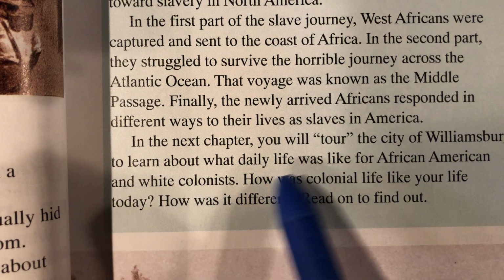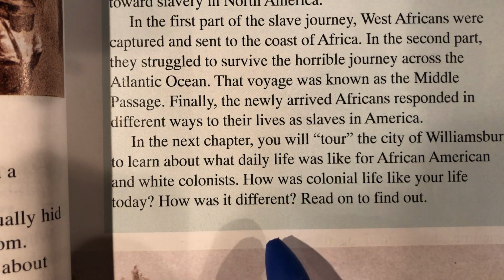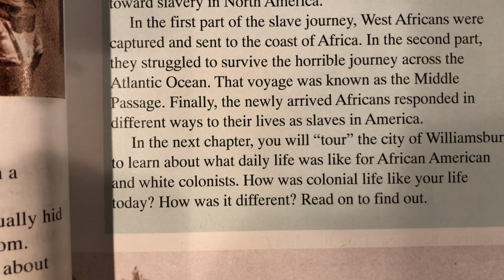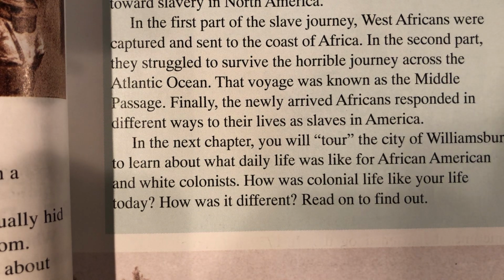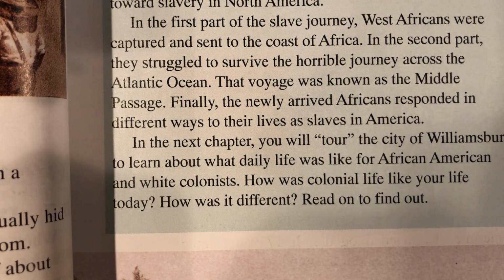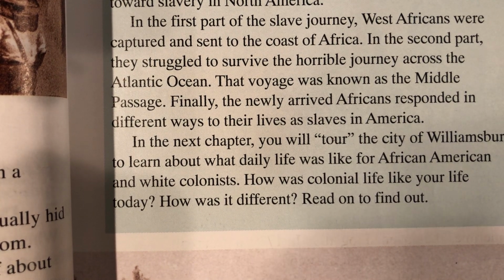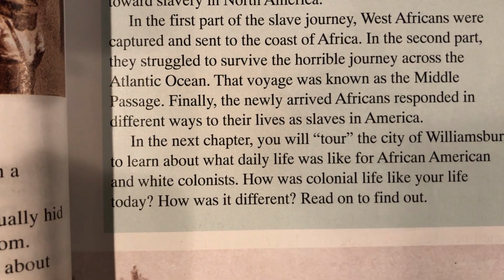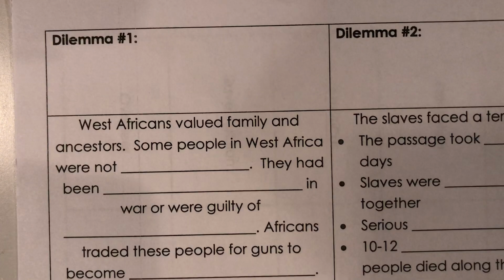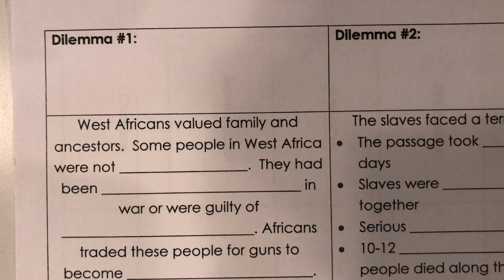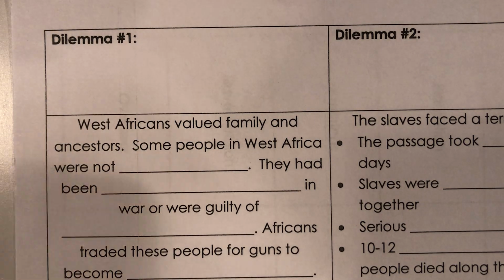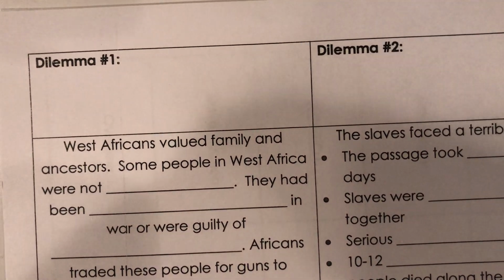In the next chapter, you will tour the city of Williamsburg to learn about what daily life was like for the African American and white colonists. How was colonial life like your life today? How was it different? Read on to find out. So that's kind of like the trailer for our next chapter. All right, so go ahead and get your packet in front of you. And this whole chapter was basically about the dilemmas that the West Africans faced. It was being able to kind of put yourself in their shoes.